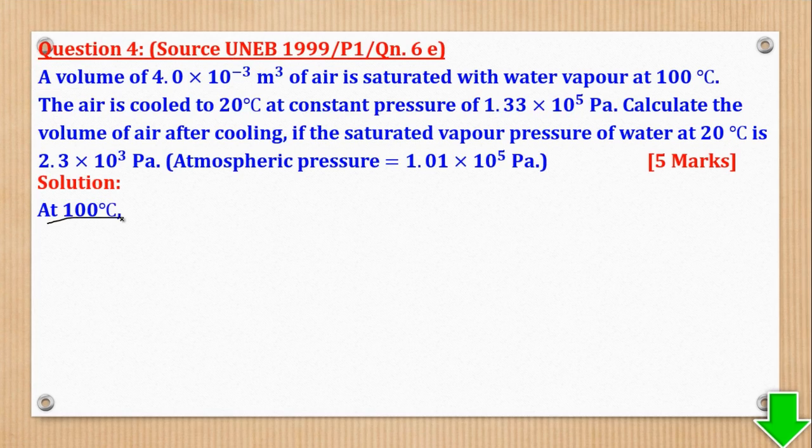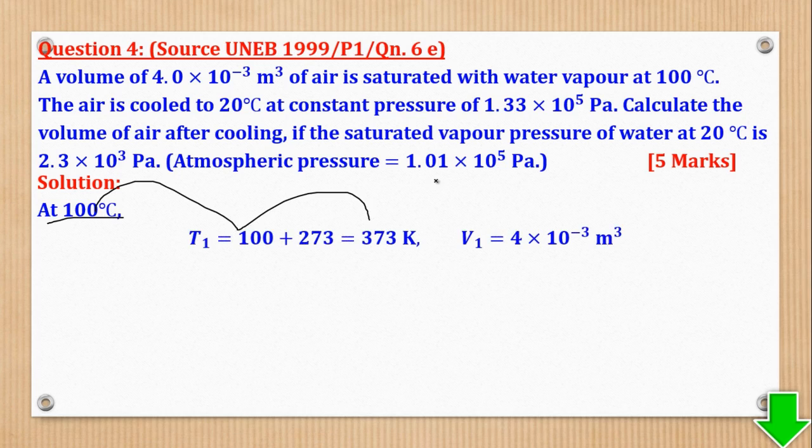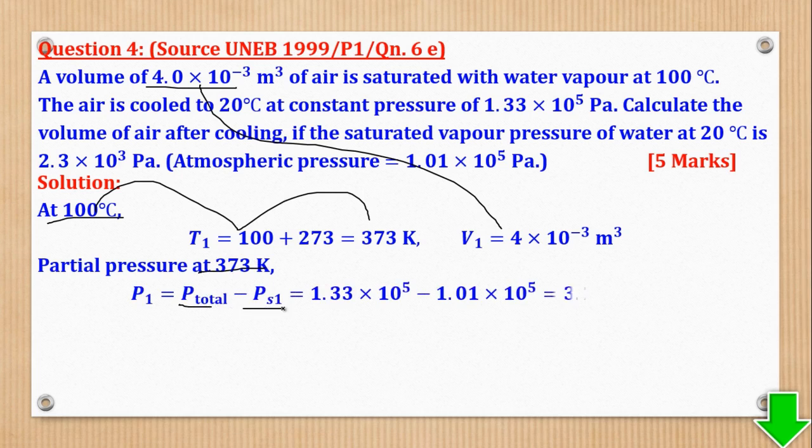So at 100 degrees Celsius, first of all, temperature, we convert it to Kelvin, and volume, they told us it is that. Therefore, the partial pressure at this temperature, which obeys gas laws, is total minus saturated vapor pressure. Total pressure at that temperature was given as 133 because they said it is constant. So it doesn't change. So it was 100, then temperature reduced to 20 degrees Celsius, but pressure will remain constant. So the same pressure at that temperature.